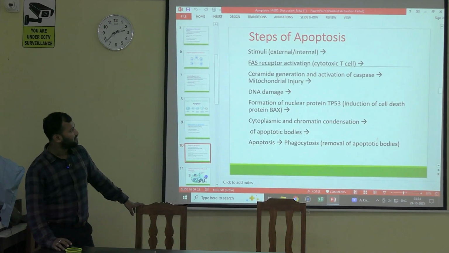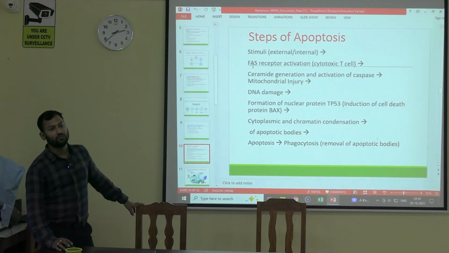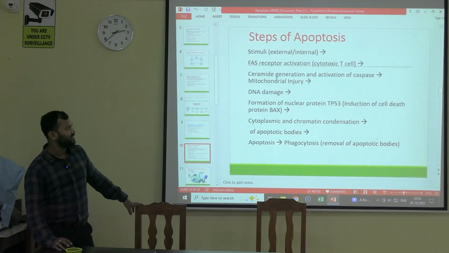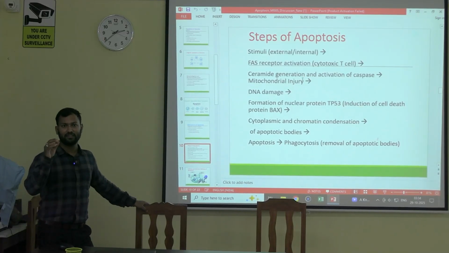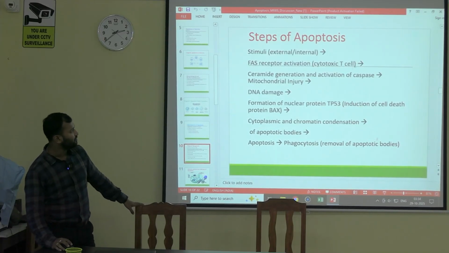Then these T cells will have some receptors. Those are known as FasL receptors. I have not mentioned it here. So they will come and bind to the surface of the cells. There is something called ligand. So I'll tell you later.